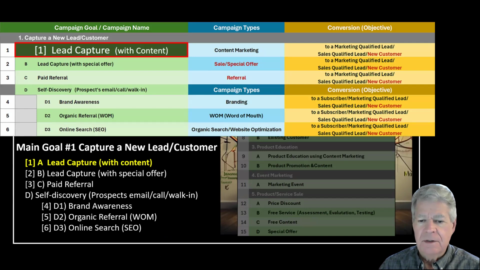Campaign number 1 is a lead capture with content, here listed as campaign A. The campaign type is content marketing. The conversion and the objective is a new lead or new customer. This is a classic content marketing campaign. It's a valuable way to connect to your target market and convert them to a subscriber conversion, a marketing conversion, a sales conversion, or a deal conversion.